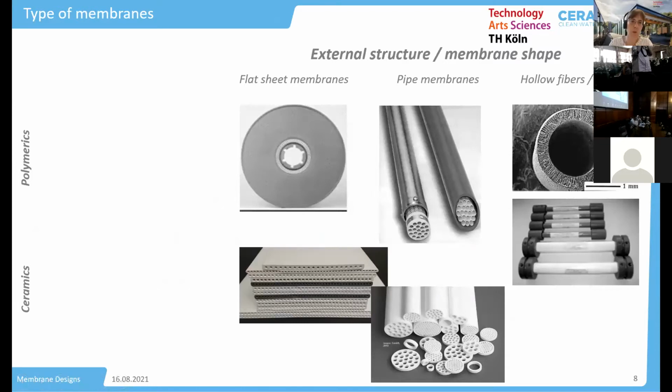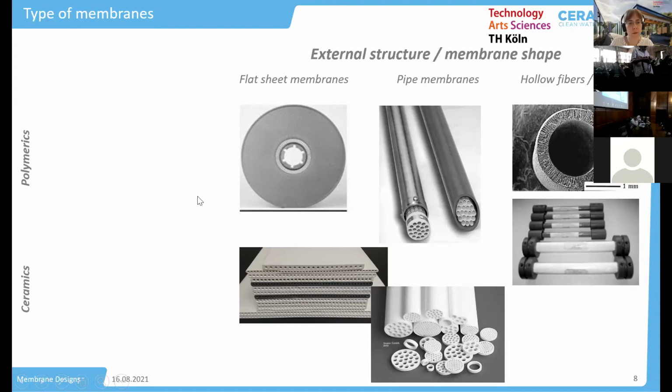I also want to show you different types of membranes, and I know that this picture is not giving the full picture of all types of membranes we have. We can divide the membranes by the external structure, the membrane shape. We have flat sheet membranes. Flat sheet membranes in polymerics are often spiral wound, and you have the spiral wound modules, NRC, for instance, is also producing. We can have pipe membranes, and we can have the shape of hollow fibers.